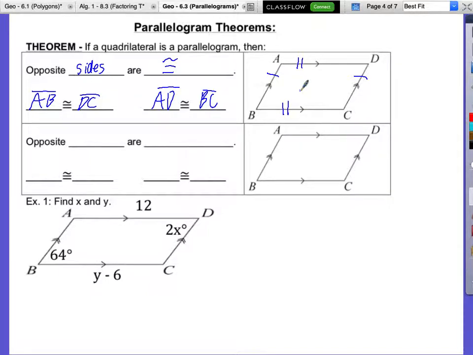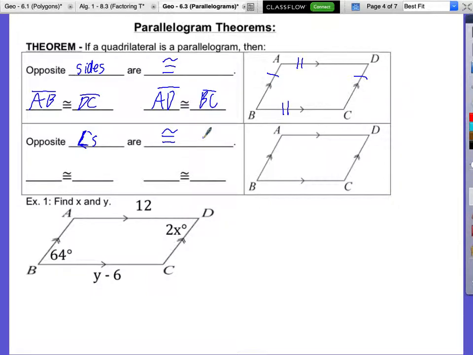Another theorem: a quadrilateral is a parallelogram if and only if opposite angles are congruent. Opposite angles have to be congruent, so not consecutive, but the opposite ones.